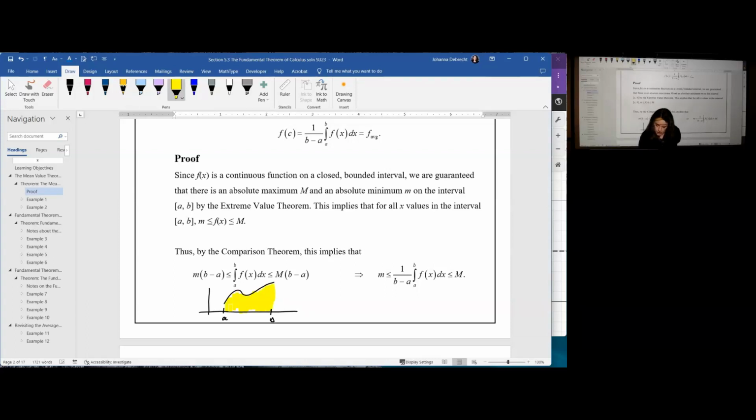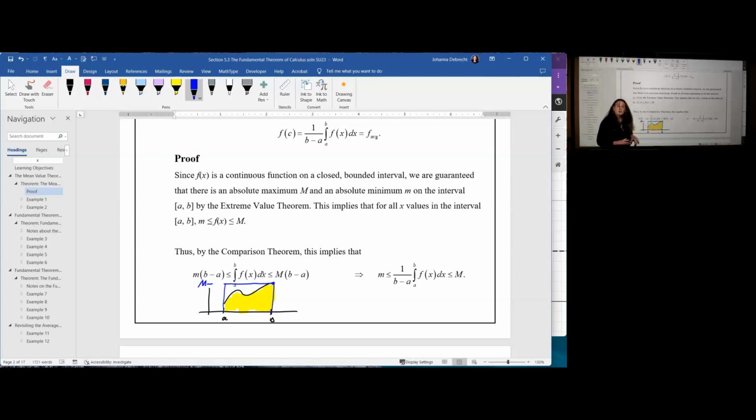However, because it is a closed bounded interval and it is a continuous function, we know that we have an absolute maximum y value on that interval. On this picture, the maximum y value is here. If I were to draw a horizontal line at that height only over the interval from a to b, and then take the area of that rectangle, it would be greater than the area under the function.